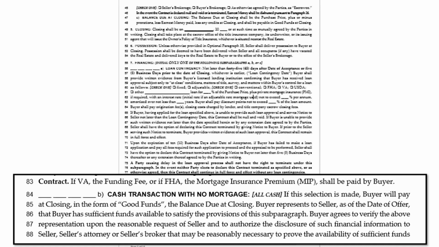So the next one, option C, is he's going to pay cash. With option C, what he is saying is that I've got the cash to be able to make this transaction happen. And if you take a look at line 86, it says the buyer has sufficient funds available to satisfy the provisions of this subparagraph. Buyer agrees to verify the above representation. So he has to show to the seller that he has the cash.